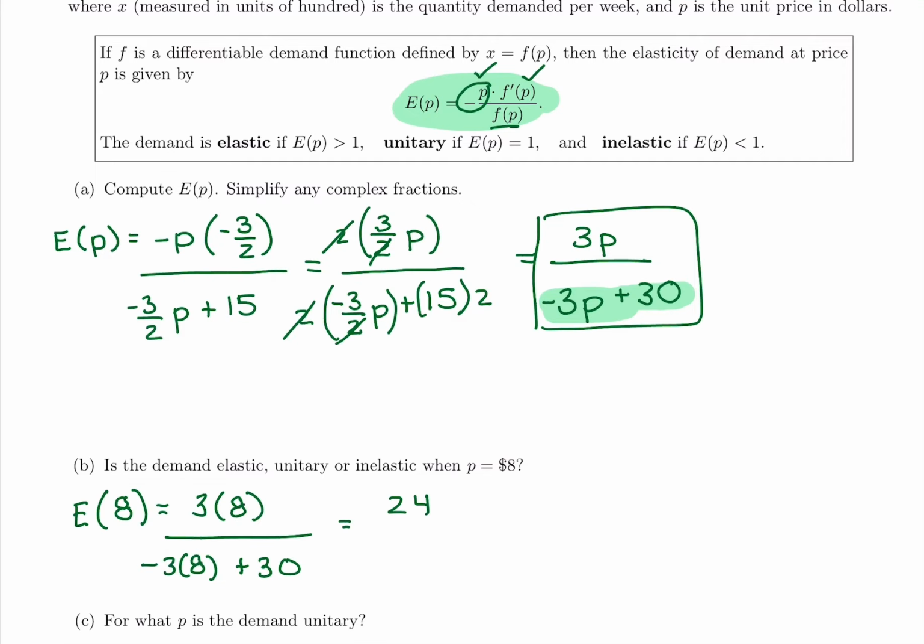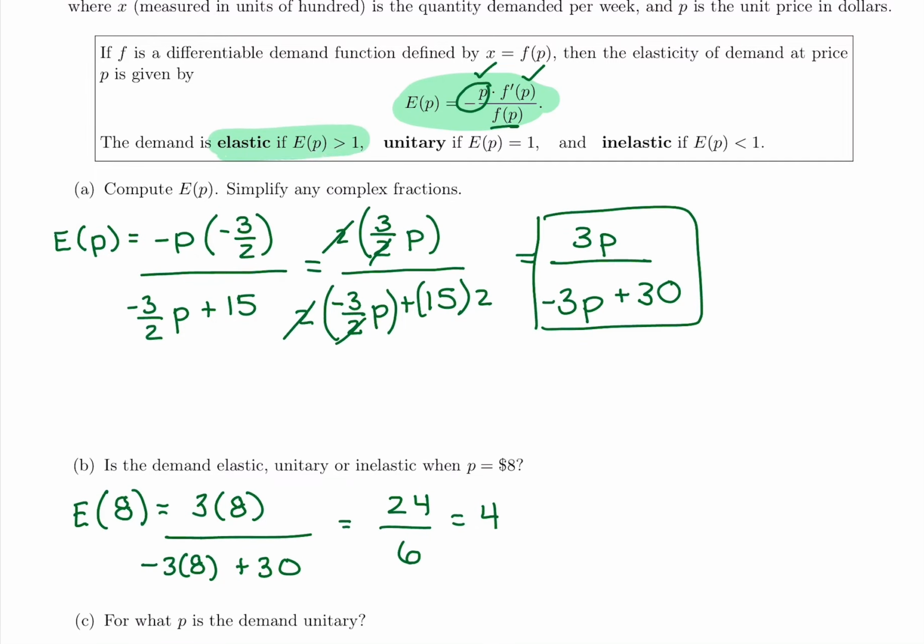So negative 3 times 8 is negative 24 plus 30 gives me 6. So 24 divided by 6 is 4. And it says, is the demand elastic, unitary, or inelastic? So nothing to memorize here. I just need to look back up at this box.